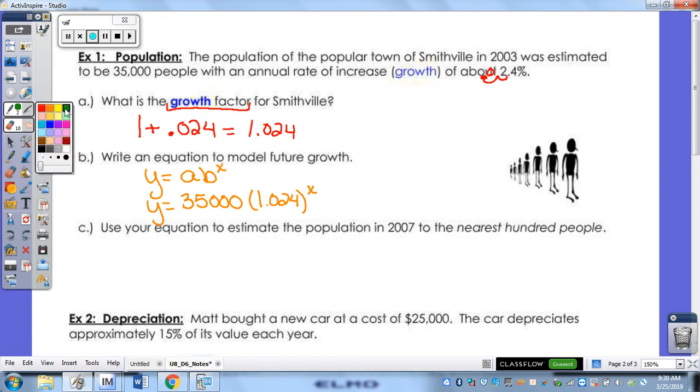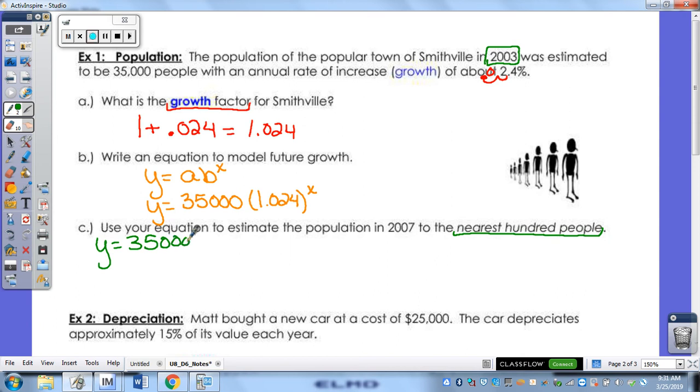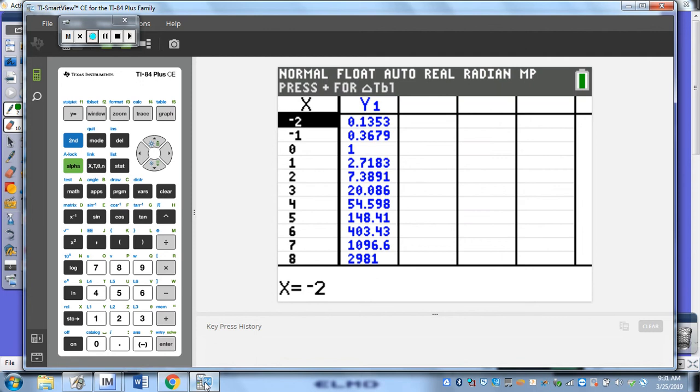So in C, use your equation to estimate the population 2007 to the nearest 100 people. All right, 2007 is how many years after the start of this problem? 4. So it started in 2003. We were up to 2007. So that means I'm going to plug in a 4 for my exponent. 35,000 times 1.024 to the 4th. Let's see what we get.